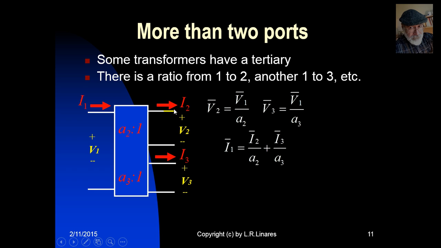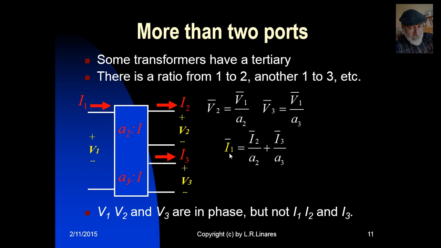But when we connect different impedances to port 2 and to port 3, then I2 and I3 are not going to be in phase in general. And when we combine them like that, I1 is going to have yet another different phase. So in general, the currents in the multi-winding transformer are not in phase. Let's summarize. V1, V2, and V3 are in phase, but in general, I1, I2, and I3 are not.